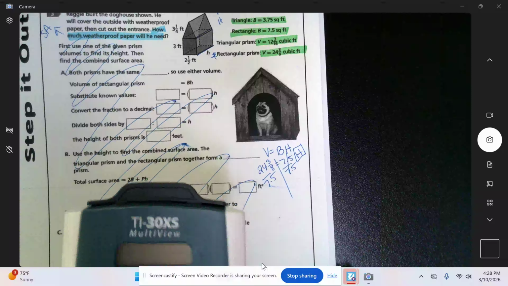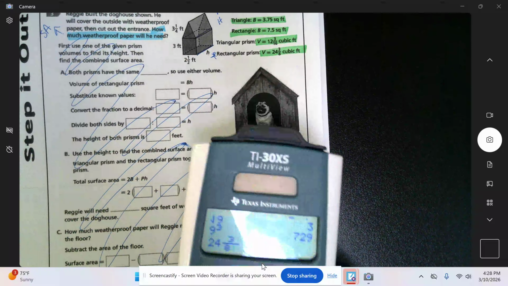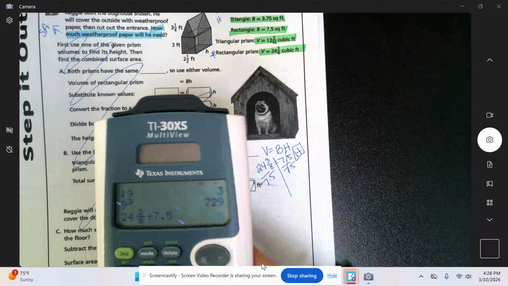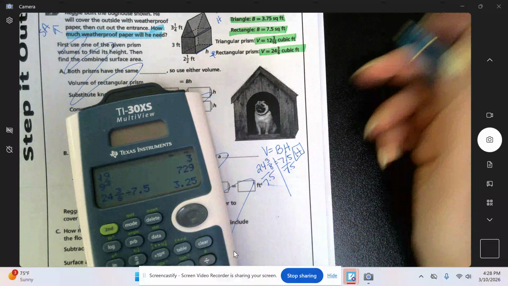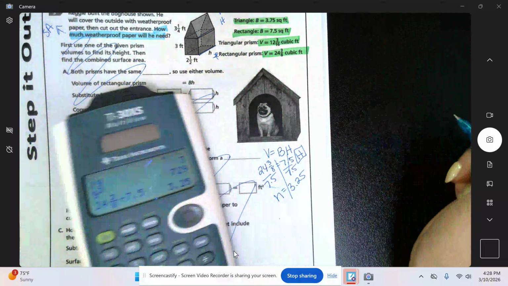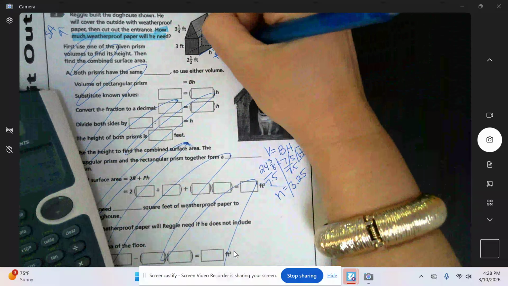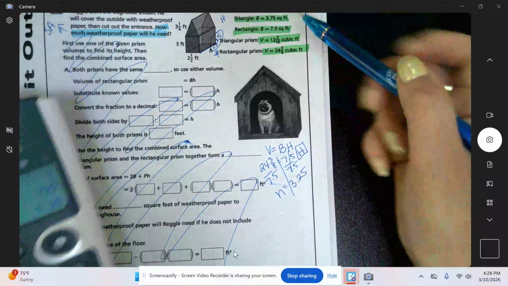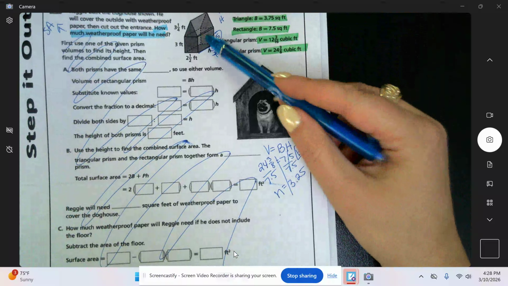So we've got 24 3/8, and we're going to divide that by 7.5. Gives me a height of 3.25. So my height is 3.25, which is also going to be the height for my triangle because they share heights.